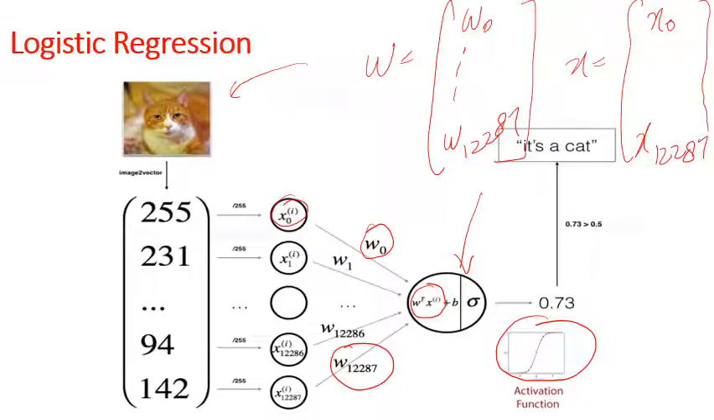And then after taking a dot product, we are adding a bias to it, and then we are applying some non-linearity here. In perceptron, if you remember, the non-linearity which we had applied was a step function, right? Here, rather than applying a step function, in logistic regression we apply a sigmoid function.